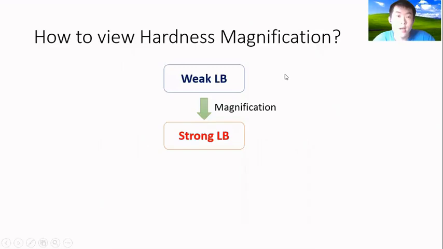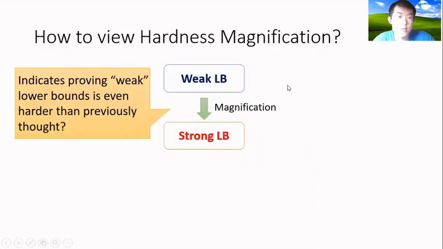Okay, so how do we view hardness magnification? As we mentioned before, it indicates that proving weak lower bounds is harder than we previously thought. Previously, we knew that proving strong lower bounds is hard, but now we know that proving some weak lower bounds is as hard as proving strong lower bounds. So this is a pessimistic view.